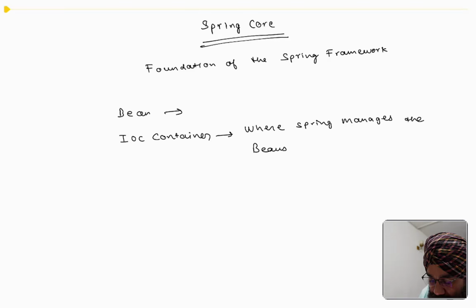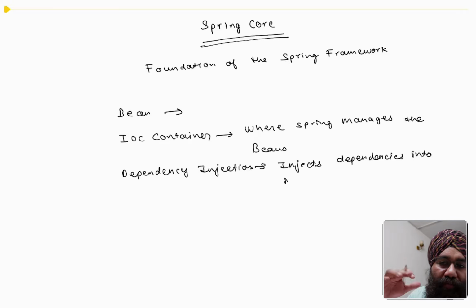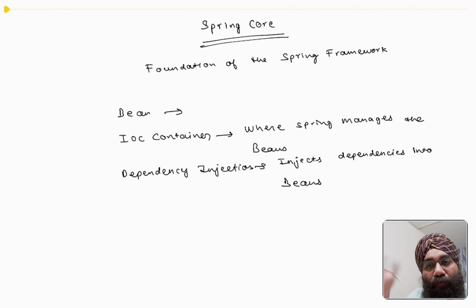Then there is dependency injection. This injects dependencies into beans. So when bean A requires bean B, and bean B requires bean C, whoever requires what, this dependency injection module takes care of that, and it makes sure that every bean gets all the dependencies that it requires.